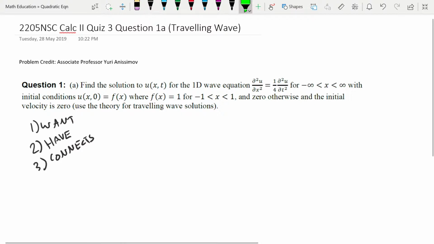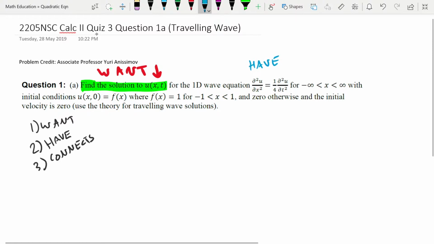So we want to find. Find is a good keyword. Find the solution to u of x and t for the 1D wave equation under these conditions. So this is definitely what we want. So we know that our answer is going to be in the form u of x and t is equal to something. Now, the next question is, what do we have?